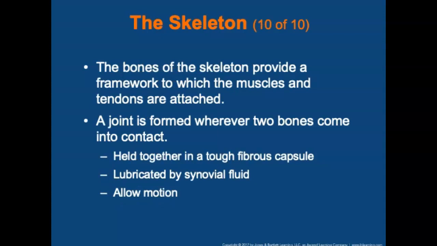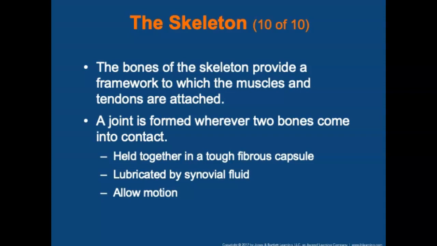The bones of the skeleton provide a framework to which the muscles and tendons are attached. Bone is a living tissue that contains nerves and receives oxygen and nutrients from the arterial system. When a bone breaks, a patient typically experiences severe pain and bleeding.